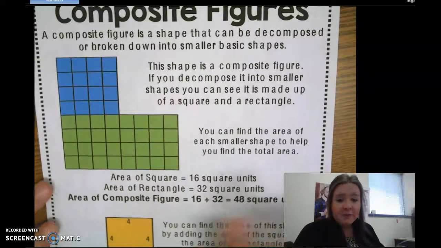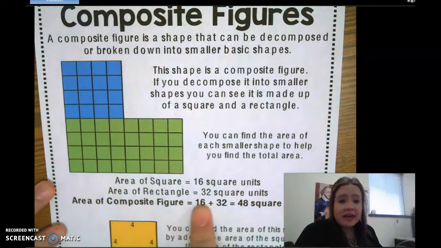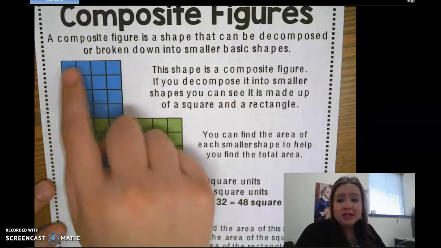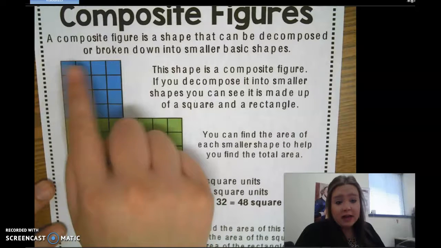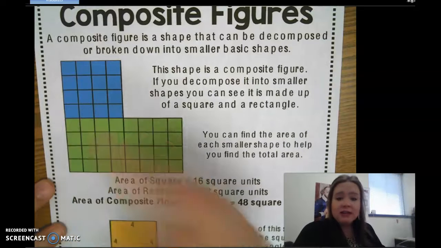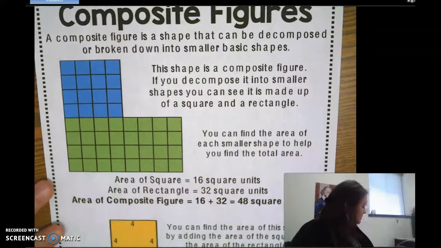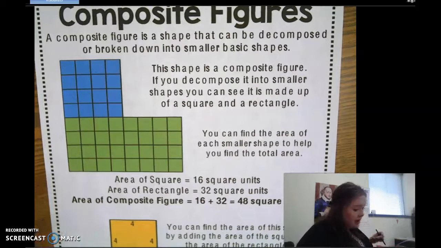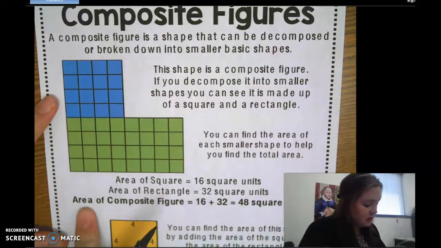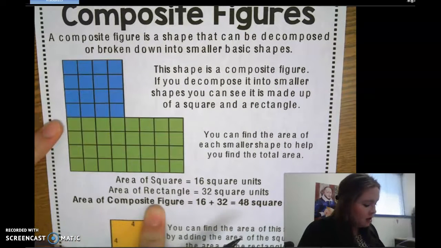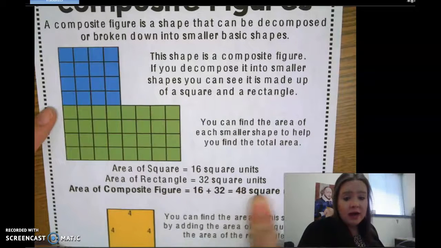So what they did is they found the area of the square, and to find area, remember, you can just count your squares or you multiply your length times your width. And here we have the square, so they just counted their squares. So the area of the square is 16 square units. And the area of the rectangle is 32 square units. All right? So the area of the composite figure is 16 plus 32, which equals 48 square units.